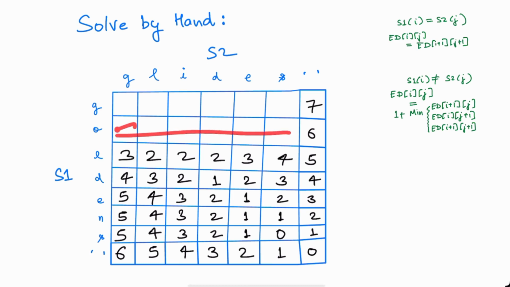Let's move to our second last layer, or the second layer rather. Here the characters again do not match, so minimum plus 1, which is 5.